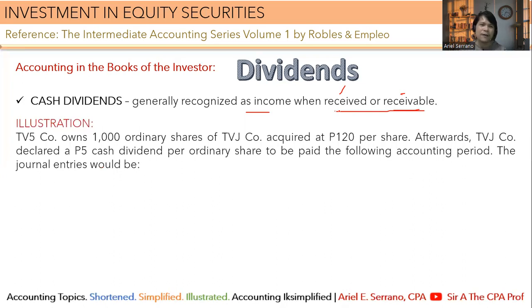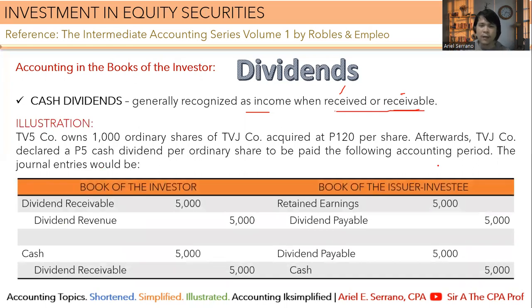TV5 company owns 1,000 shares of TVJ company, acquired at 120 peso per share. Afterwards, TVJ company declared a 5 peso cash dividend per ordinary share to be paid the following accounting period. Okay, following accounting period. So, ibig sabihin, meron pa tayong receivable, pero kailangan na nating i-recognize yung income. Okay?